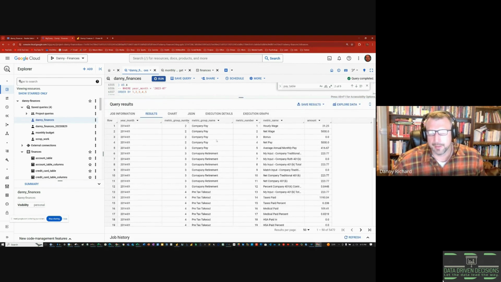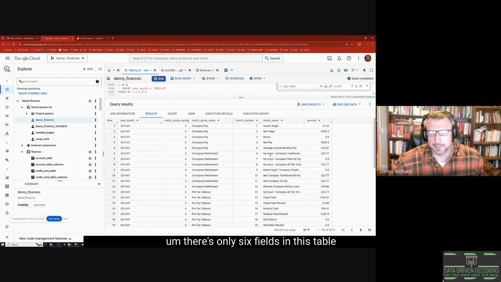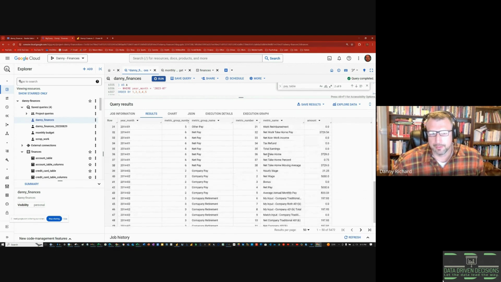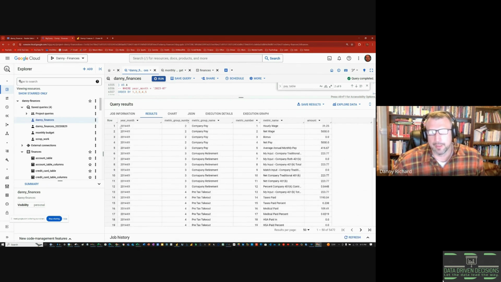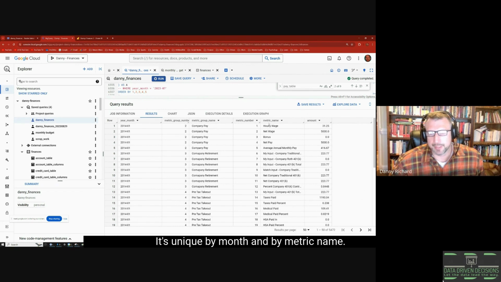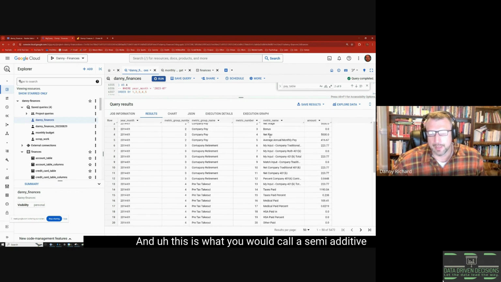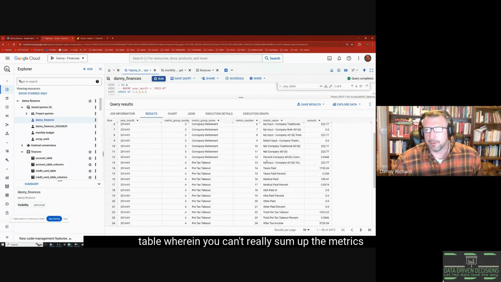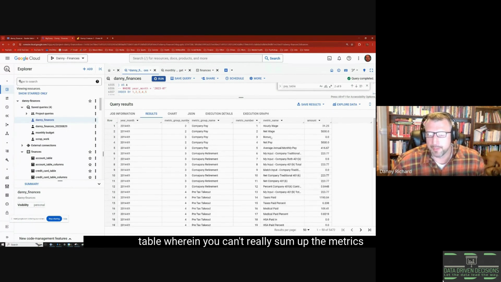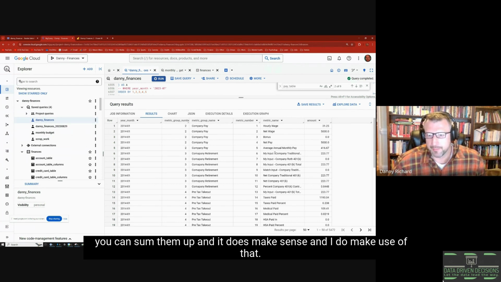So as you can see, there's only six fields in this table, and it's not unique by month anymore. It's unique by month and by metric name. And this is what you would call a semi-additive table, wherein you can't really sum up the metrics across the board, but in select categories or select metrics, you can sum them up and it does make sense. And I do make use of that.